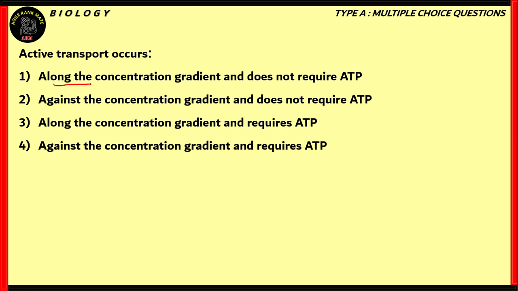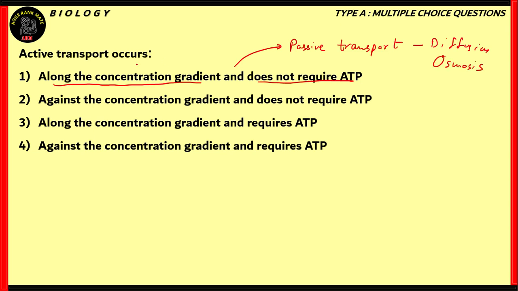Option 1 says along the concentration gradient and does not require ATP. This statement is a feature of passive transport, which includes processes such as diffusion and osmosis. So therefore, option 1 is definitely incorrect. Option 2 says against the concentration gradient and does not require ATP.